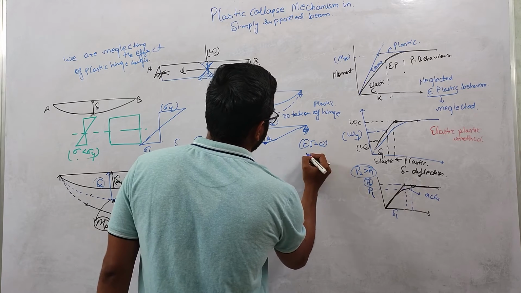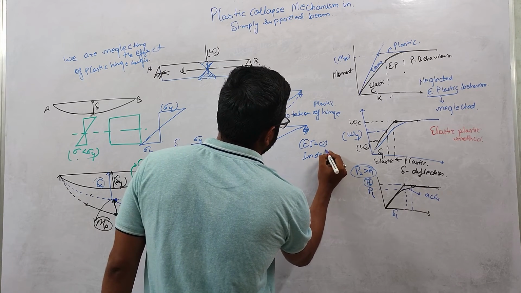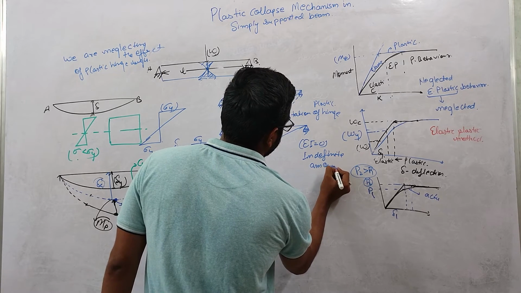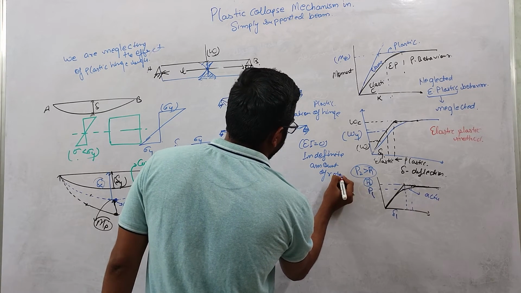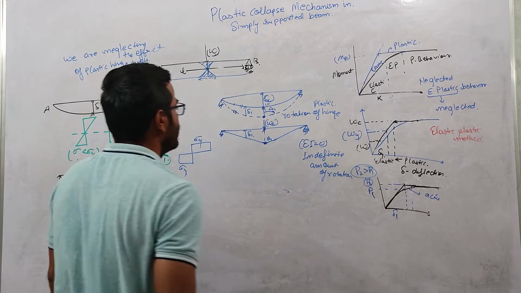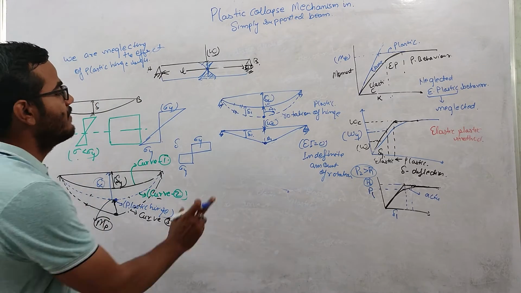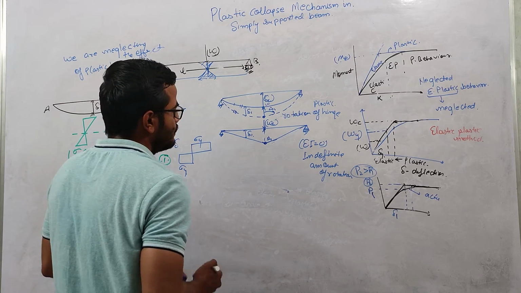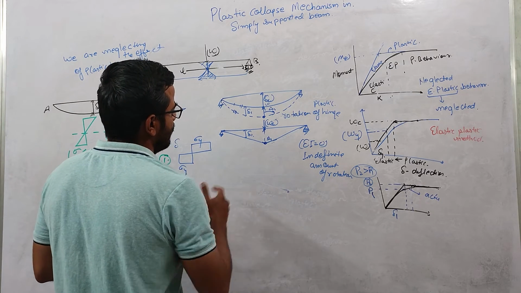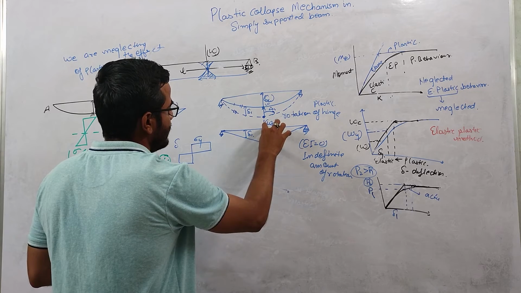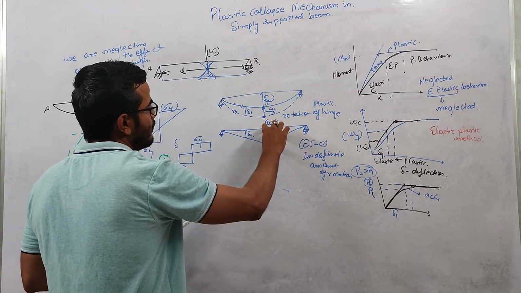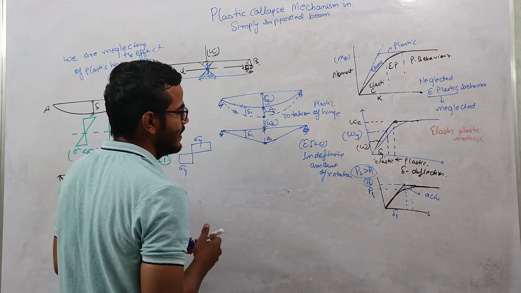So when EI is 0, it can have an indefinite amount of rotation. Okay, when the bending stiffness is 0, so at this point the bending stiffness is 0, it can have a very large amount of rotation. So when the rotation is more, then this delta 1 also will be more, right? Because this delta 1 is due to rotation of this plastic hinge.